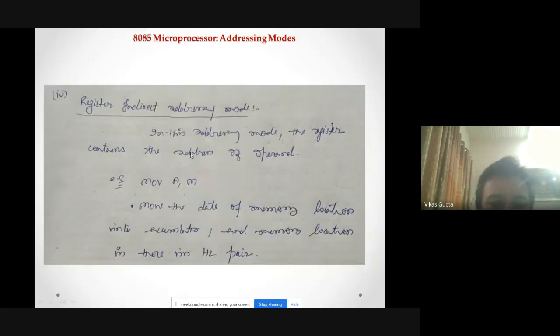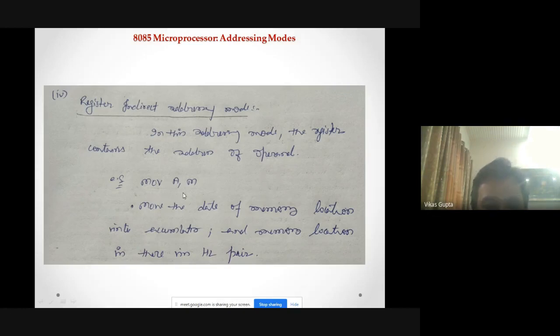Next one is register indirect addressing mode. In this addressing mode, the register contains the address of the operand. When I say register direct, there is directly something in the register. But here in this case we have the address in the register. This time I have the address in the register.